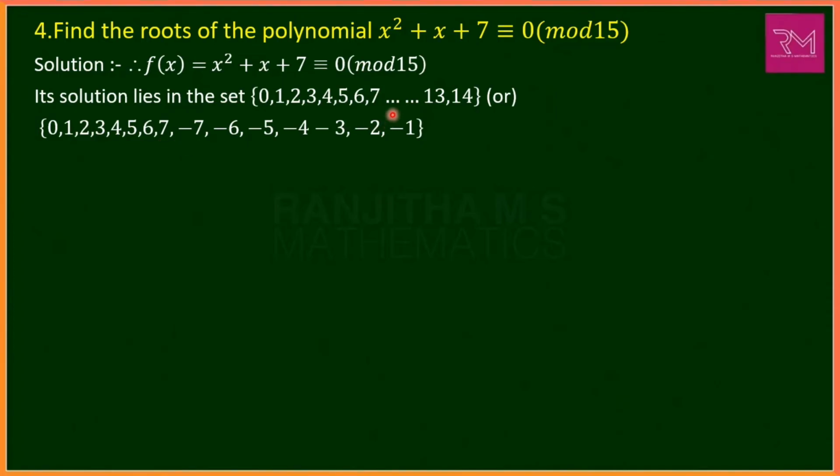In the place of 8, we can substitute minus 7. In the place of 9, we can substitute minus 6, up to minus 1. This is because 8 is congruent to minus 7 under mod 15, because 15 divides 8 minus of minus 7. Here 8 minus of minus 7 is plus 7, 8 plus 7 is 15. Obviously 15 divides 15, satisfies. So in the place of 8, we can substitute minus 7.